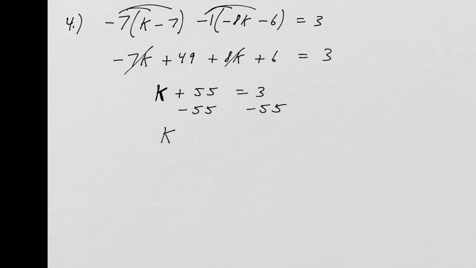So k equals, and then what's 3 minus 55? Well, that's going to be negative 52. Right, so 4 should be A. Negative 52 is the correct answer. Okay, 5.